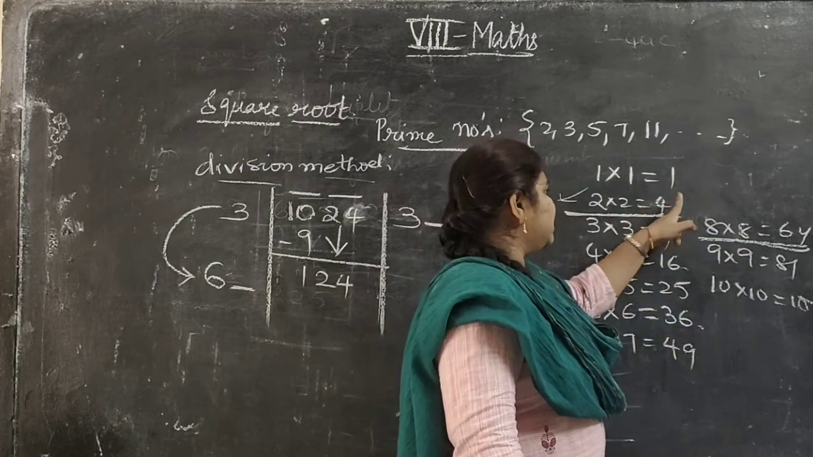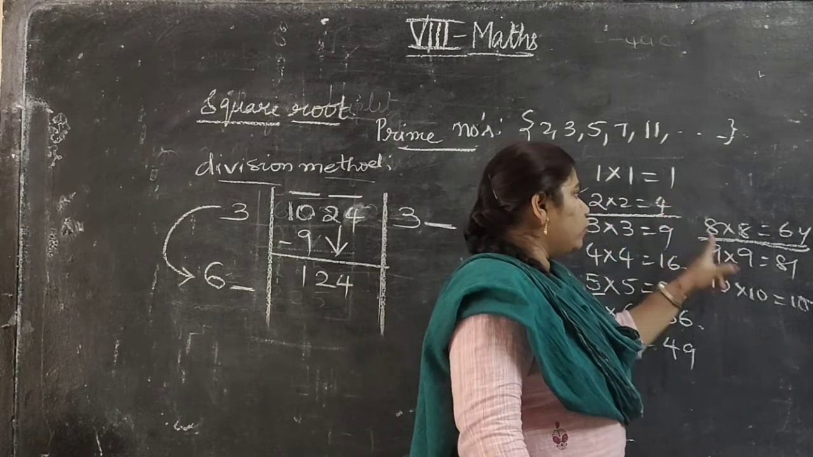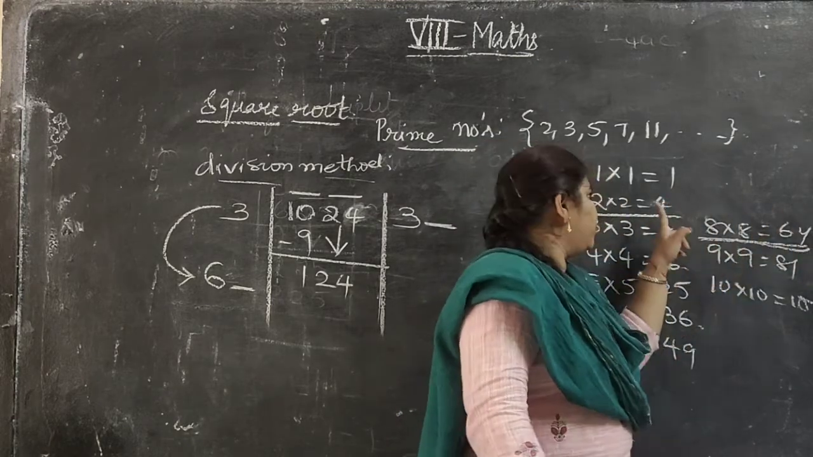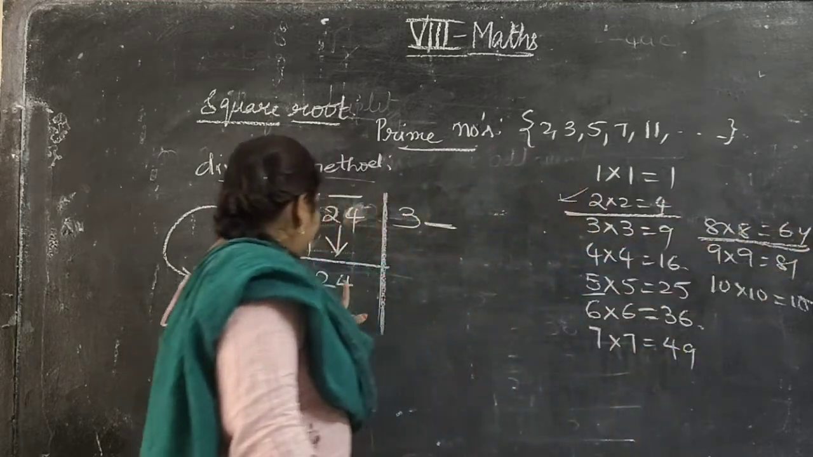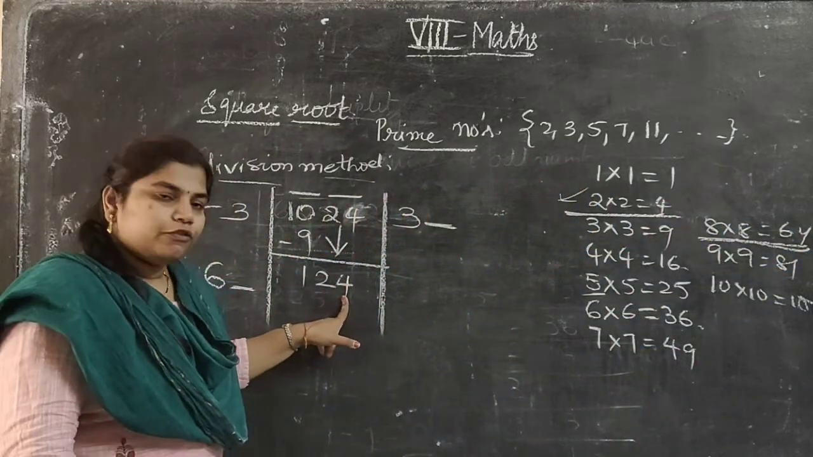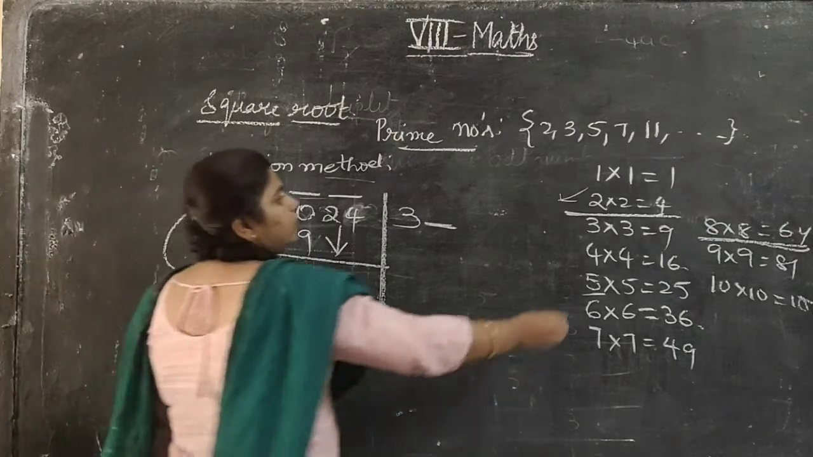So what is the answer? The answer will be in 2 into 2, 4, or 8 into 8, 64, because the last digit is 4. The units place value is 4. In this case also the units place is 4. So which value will we try first? We will try with 2.